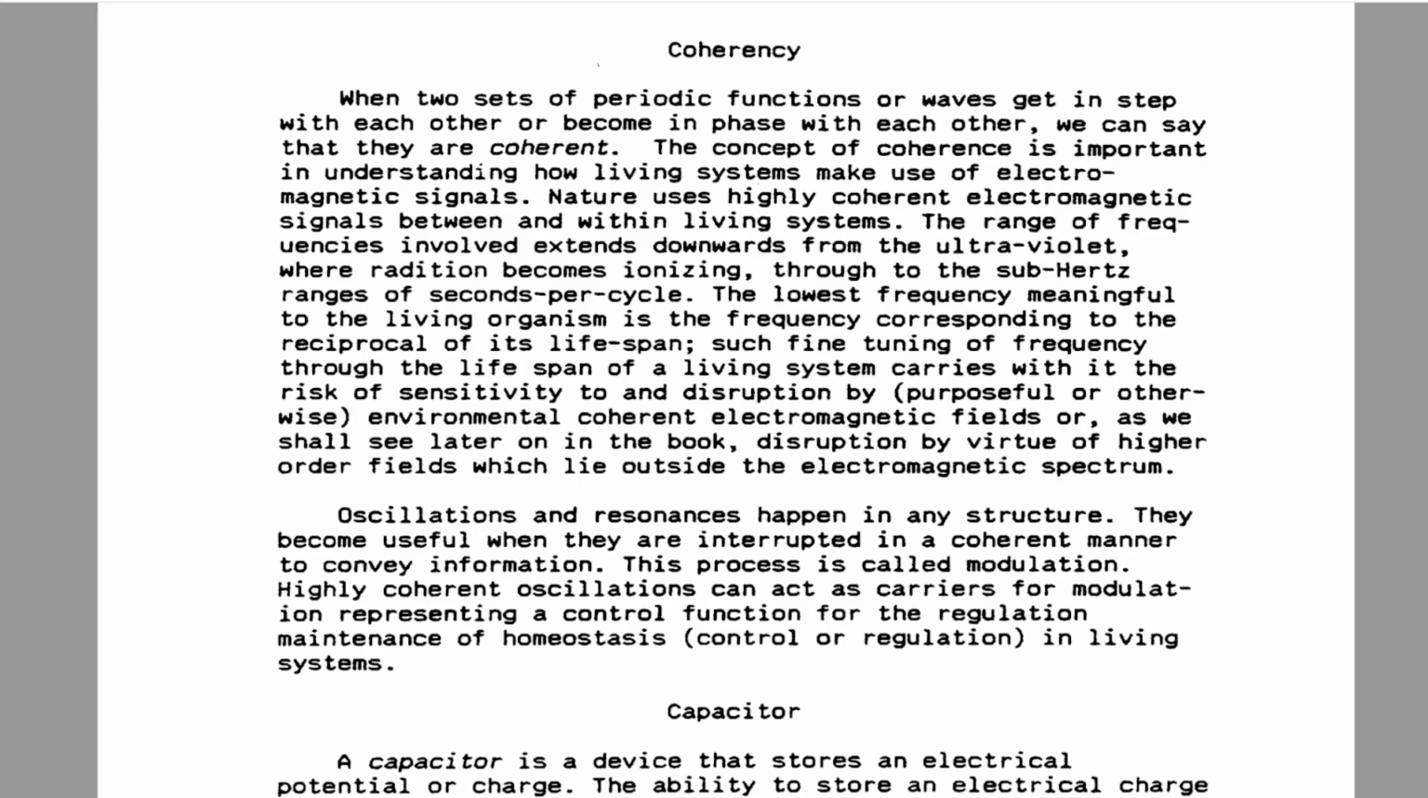Oscillations and resonances happen in any structure. They become useful when they are interrupted in a coherent manner to convey information. This process is called modulation. Highly coherent oscillations can act as carriers for modulation, representing a control function for regulation, maintenance of homeostasis, control, or regulation in living systems.